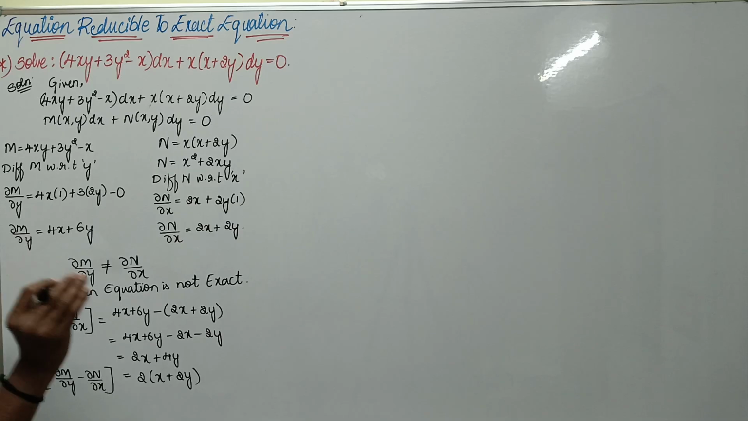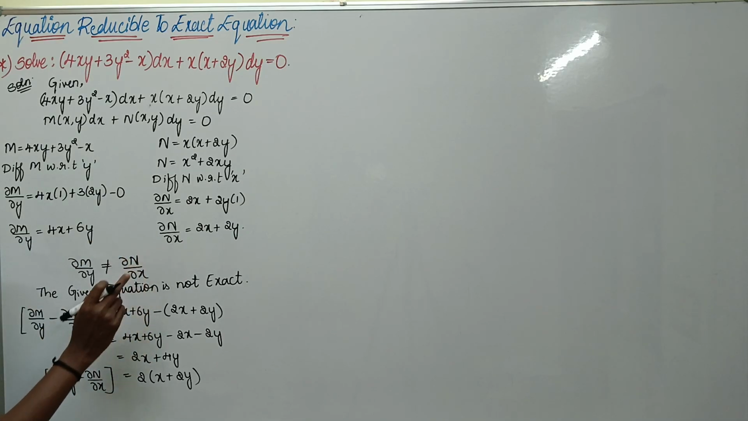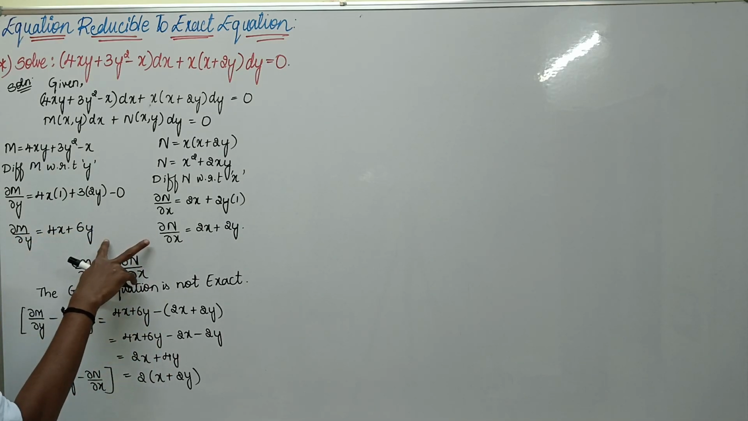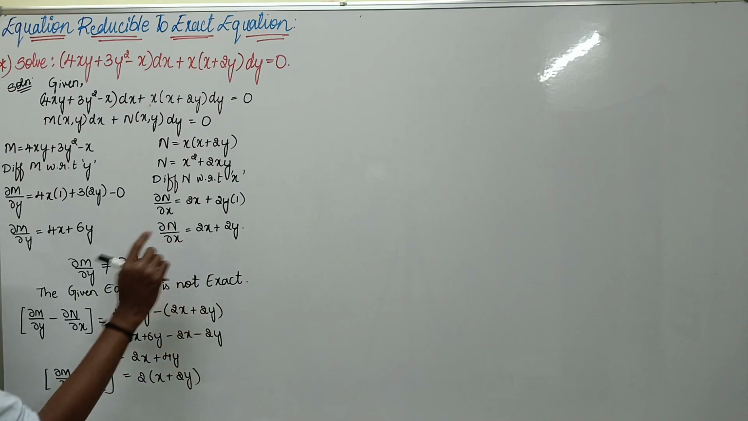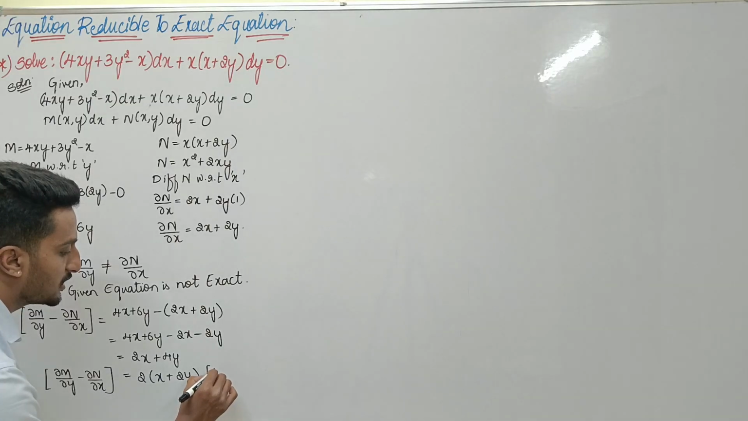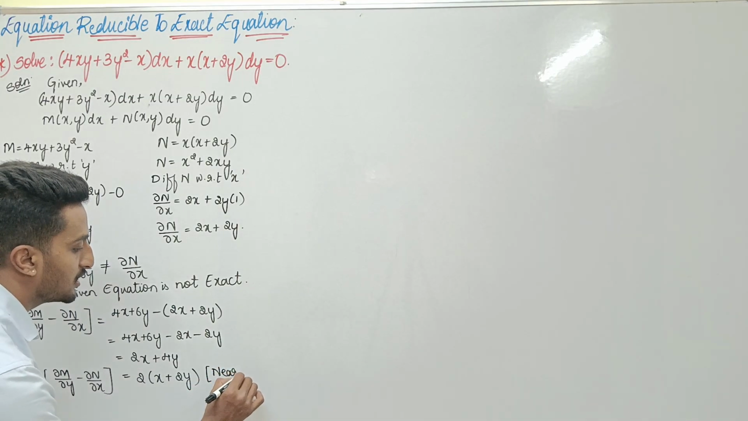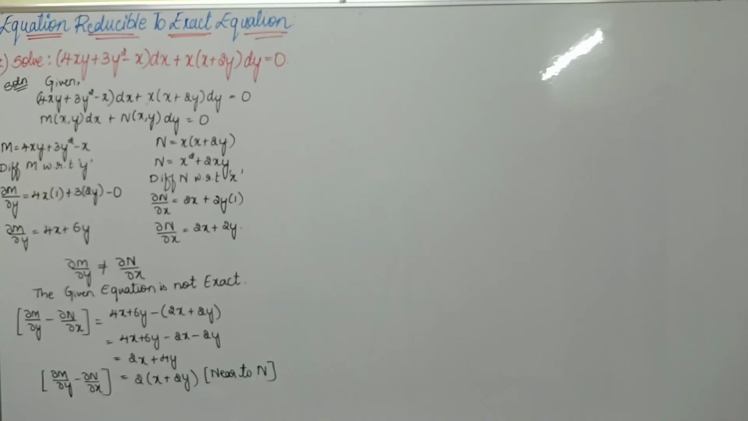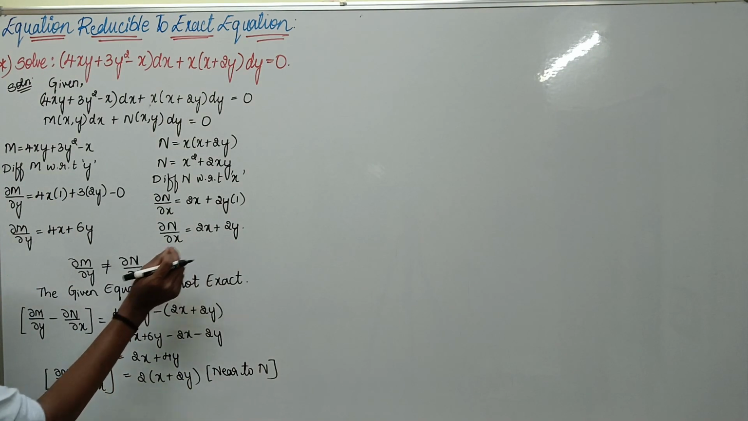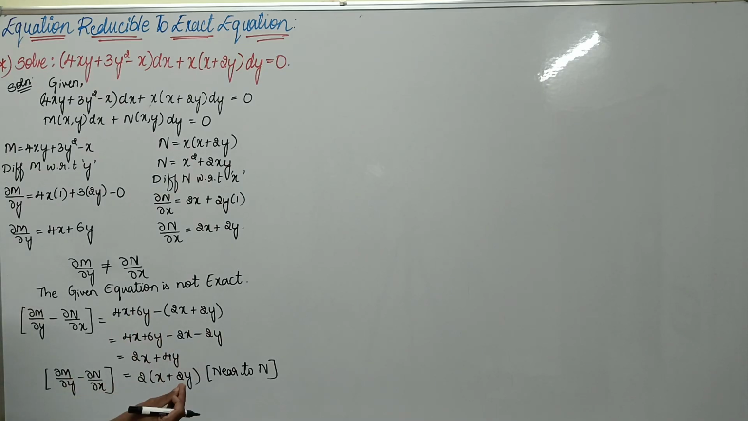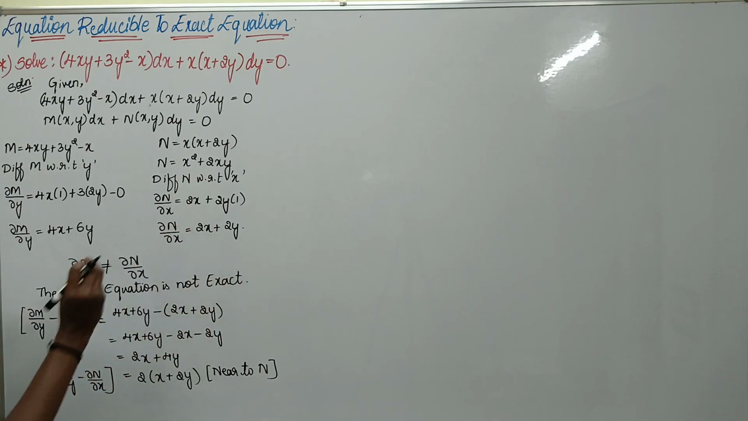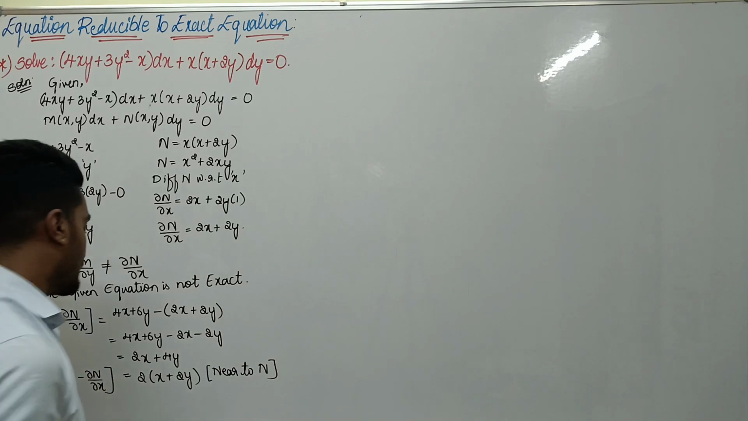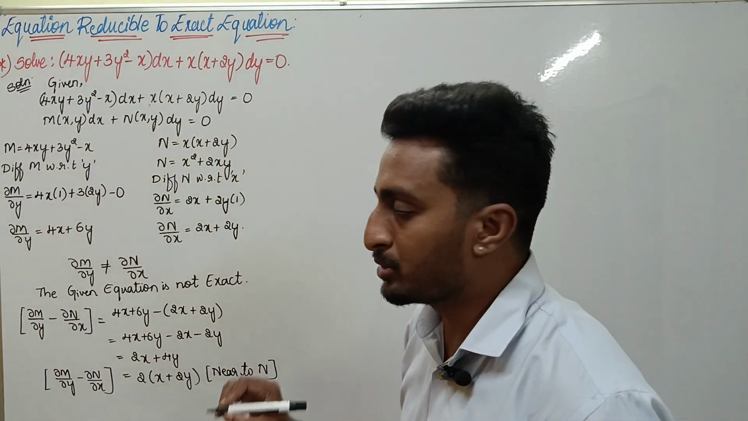If you compare this with M and N, it should be the closer or nearest one. If you check with respect to these two, it is nearest to N, because it contains a little bit of similarity with ∂N/∂x, so we compare it with respect to N. After this step, we are going to do the next step.